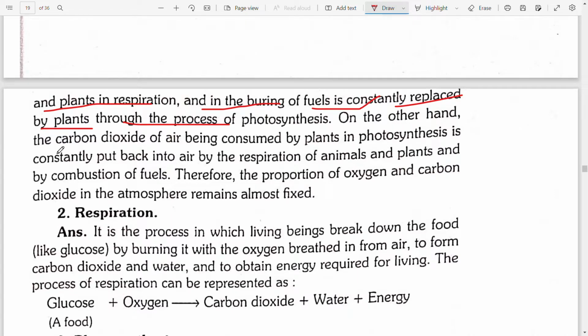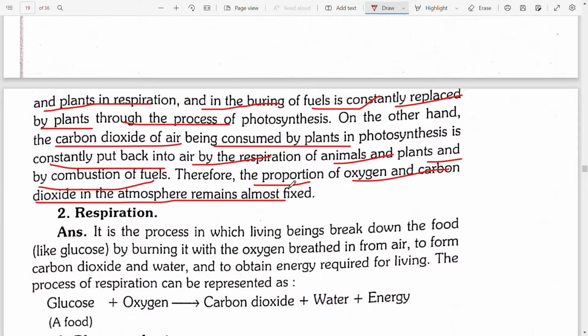On the other hand, the carbon dioxide of the air, being consumed by plants in photosynthesis, is constantly put back into the air by respiration of animals and plants and by combustion of fuels. Therefore, the proportion of oxygen and carbon dioxide in the atmosphere remains mostly fixed.